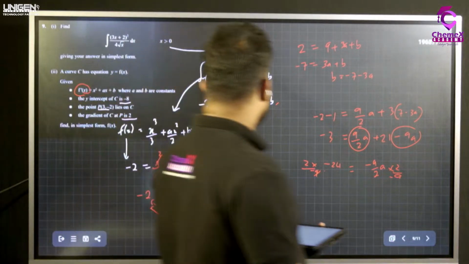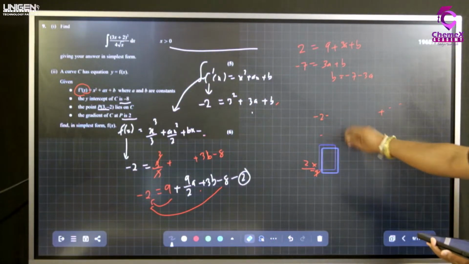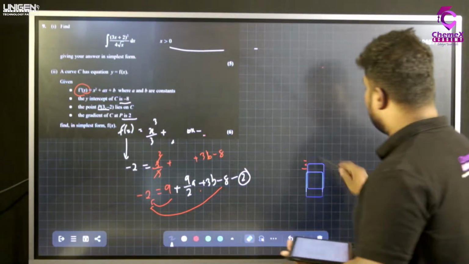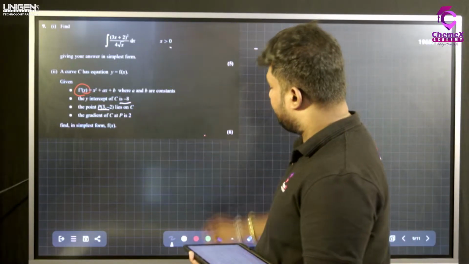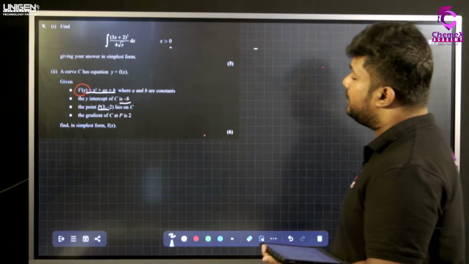There is a mistake we have done. Anyone knows? Either the equations are wrong. I'll do it from the beginning. It's hard to find where. F dash x is given. So if f dash x is given, what do you do?